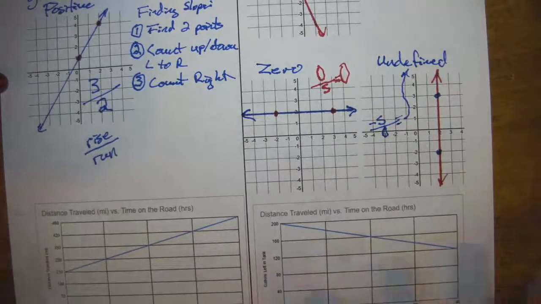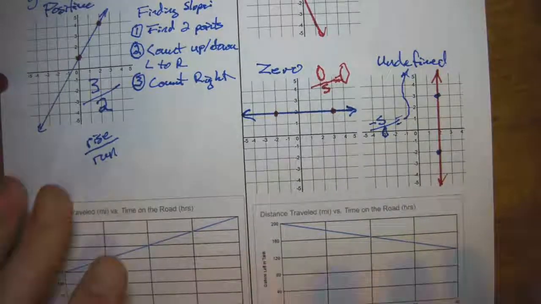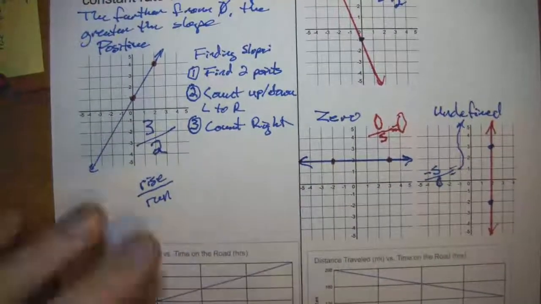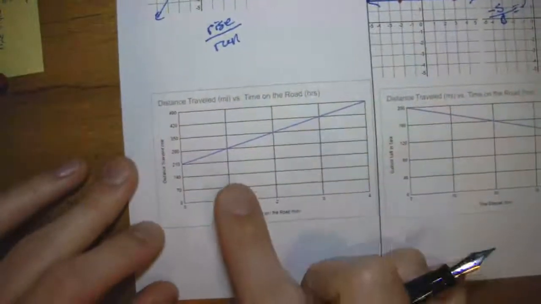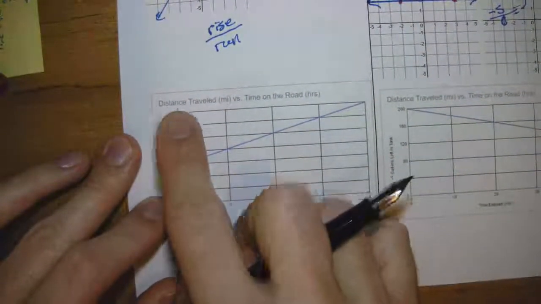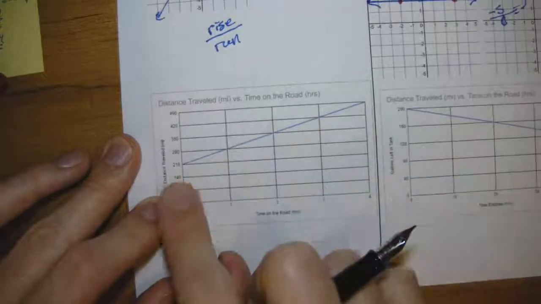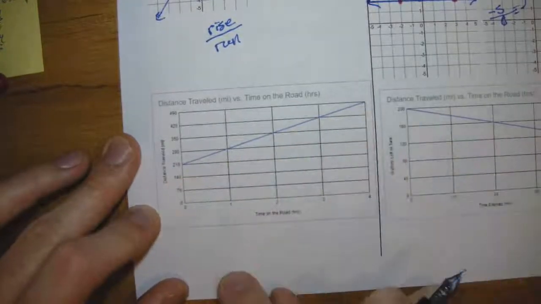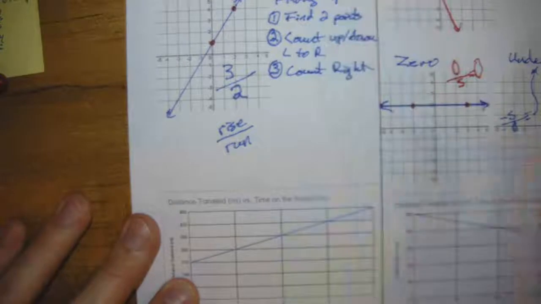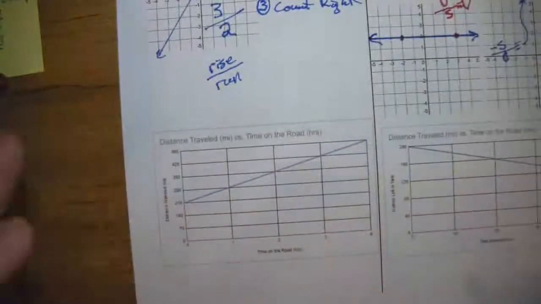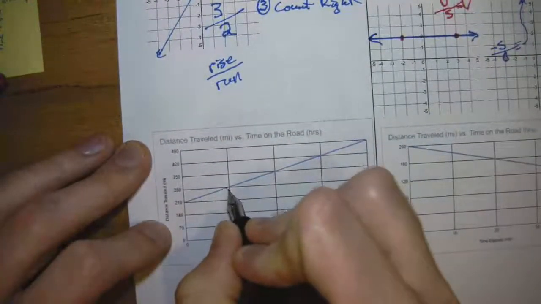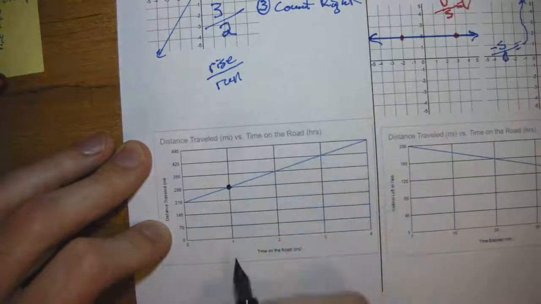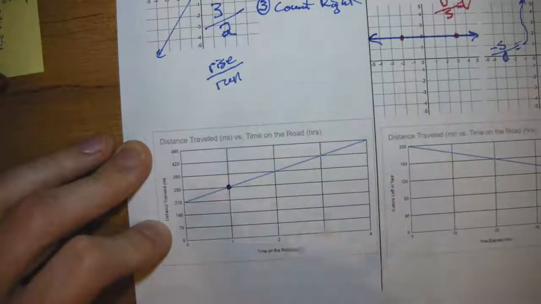Let's look at graphs that actually deal with real world situations so we can talk about that. These are just sort of general graphs that I showed you. So let's look at a real world situation. Okay? Take a look. This is a graph of distance traveled over time. So maybe it's a road trip or something. So the first thing I need to do is find 2 points. So I need to find 2 points that are easy to read. I'm going to grab this one. It looks pretty easy to read at 1, 280. And then I need a second point.